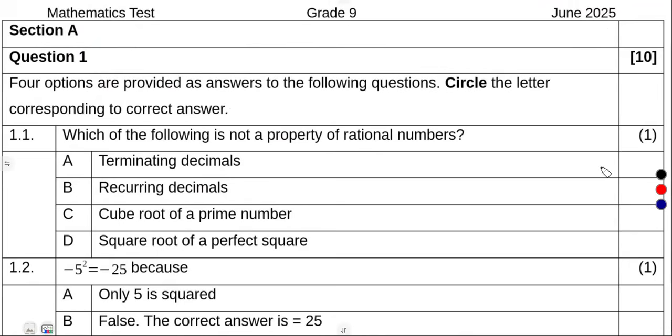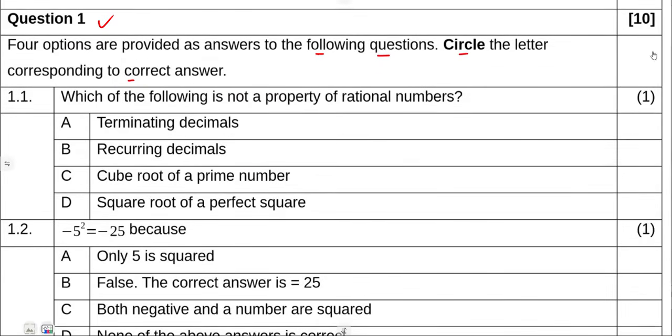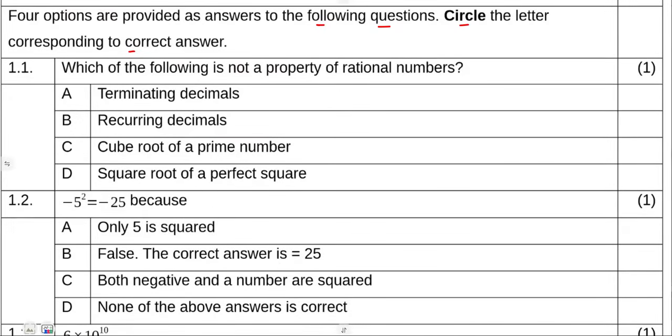Here I'm just going to go through as per the display of the board. In section A, you are given question number 1. Four options are provided as answers to the following questions. Circle the letter corresponding to the correct answer. It was 10 marks, so I've got 10 marks from question number 1.